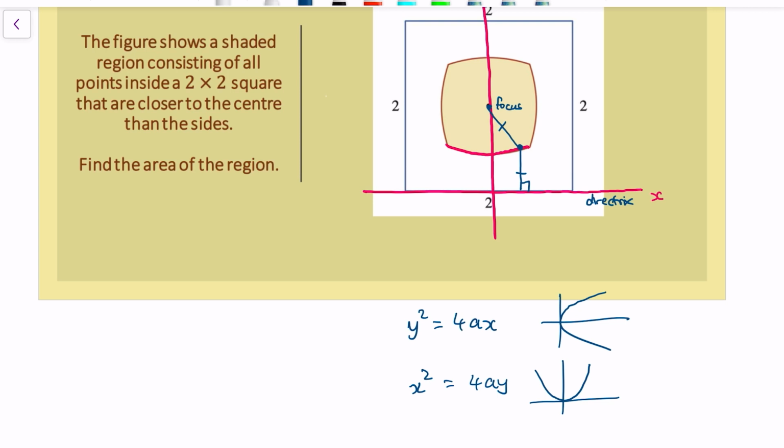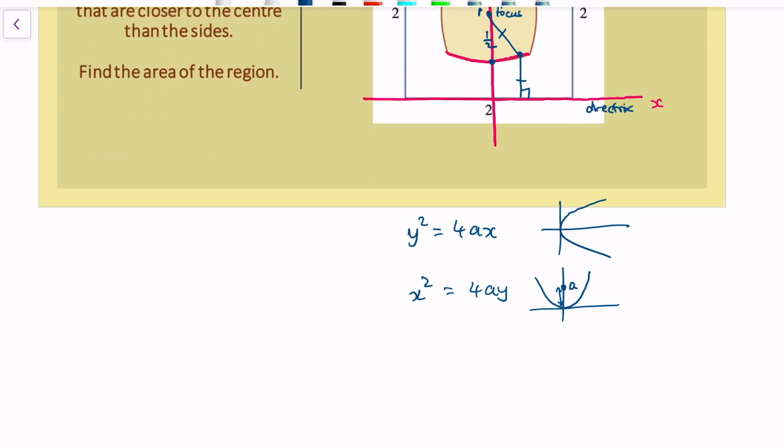So if a is positive, then the focus is at the point y equals a. Now our focus is at the halfway point, y is equal to 1, but the vertex of this parabola is halfway between, so the distance from the vertex to the focus is therefore a half. So your a value, which is the distance from the vertex to the focus, is a half, and so we've got x squared equals 2y.